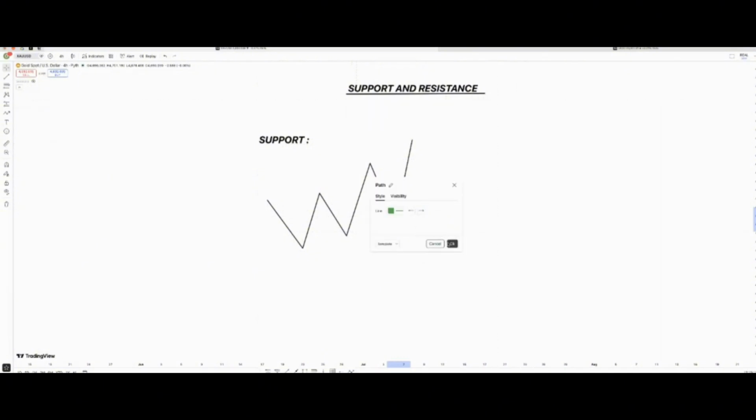Another way to explain the support zone is the floor of your house. Let's say you bounce a ball on the floor of your house. The floor stops the ball from falling, and the force of the floor makes the ball react upwards. This is a perfect illustration of what a support is. I hope you are getting this.